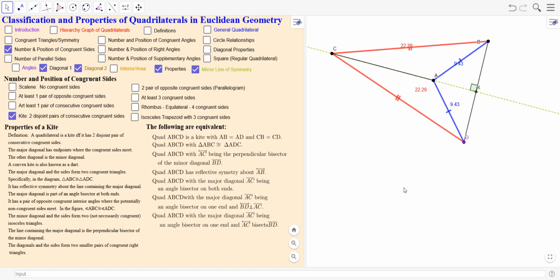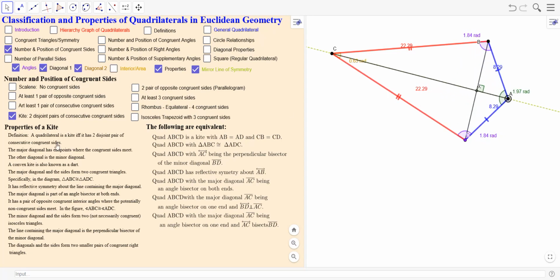So we have these properties of a kite. By definition, a quadrilateral is a kite if and only if it has two disjoint pairs of consecutive congruent sides. The major diagonal has endpoints where the congruent sides meet. The other diagonal is the minor diagonal. A convex kite is also known as a dart. The major diagonal and the sides form two congruent triangles, specifically in the diagram, triangle ABC is congruent to triangle ADC. It has reflective symmetry about the line containing the major diagonal. The major diagonal is part of an angle bisector at both ends, so this angle is bisected, and the angle here is bisected. That angle is cut in half there or there.